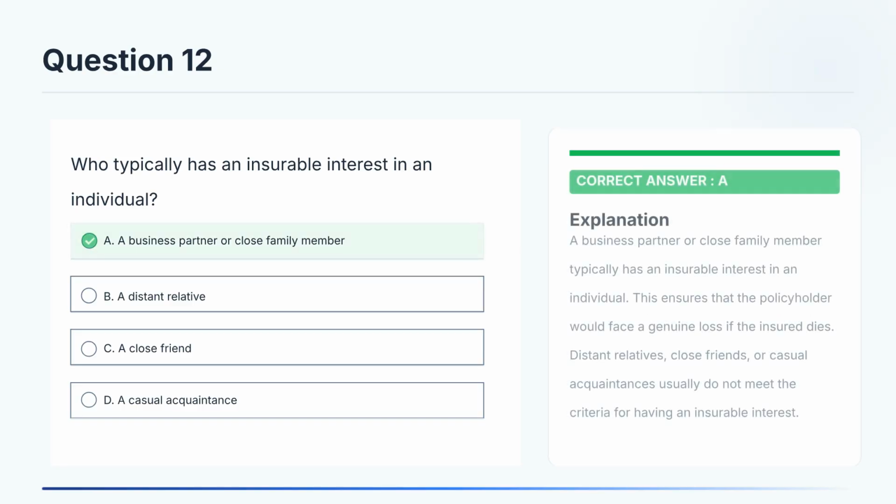The correct answer is A. A business partner or close family member. A business partner or close family member typically has an insurable interest in an individual. This ensures that the policyholder would face a genuine loss if the insured dies. Distant relatives, close friends, or casual acquaintances usually do not meet the criteria for having an insurable interest.